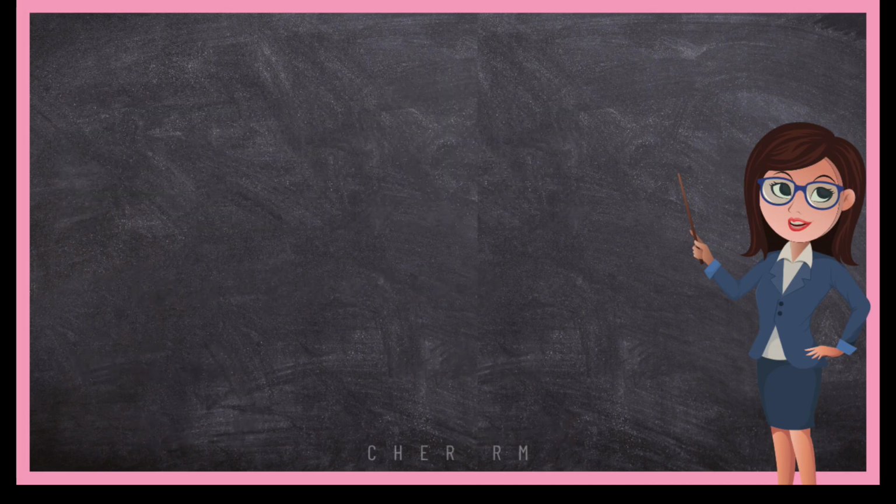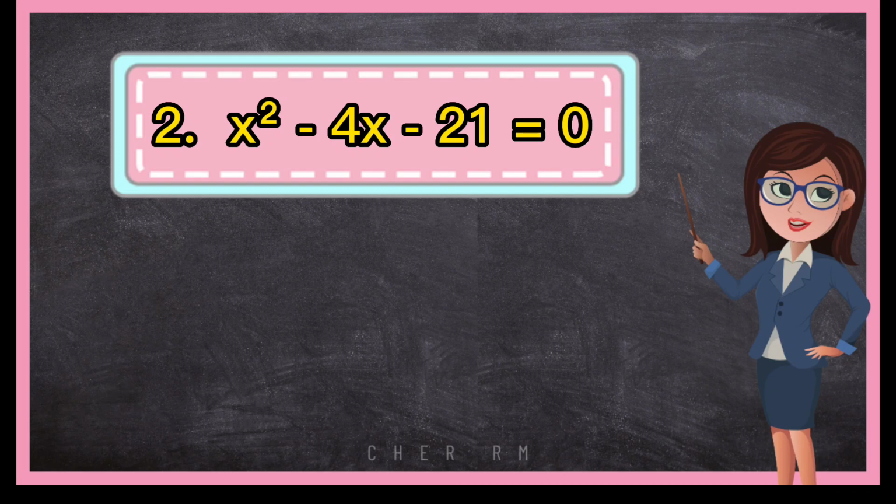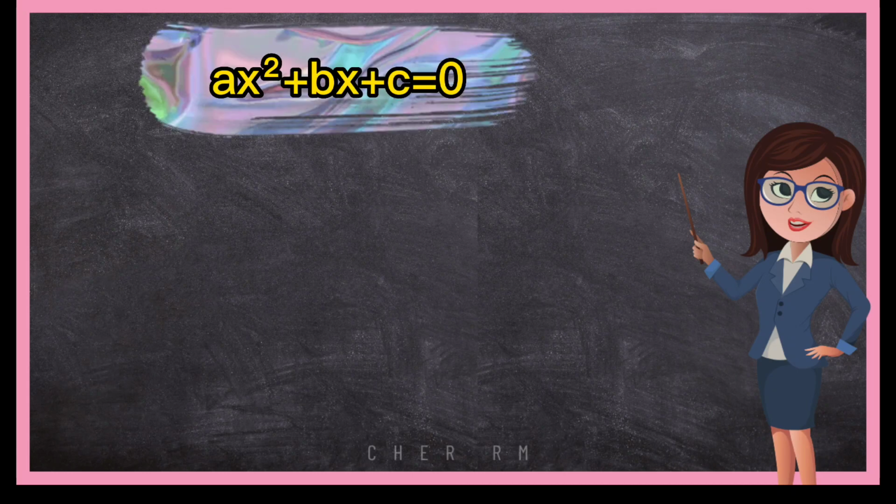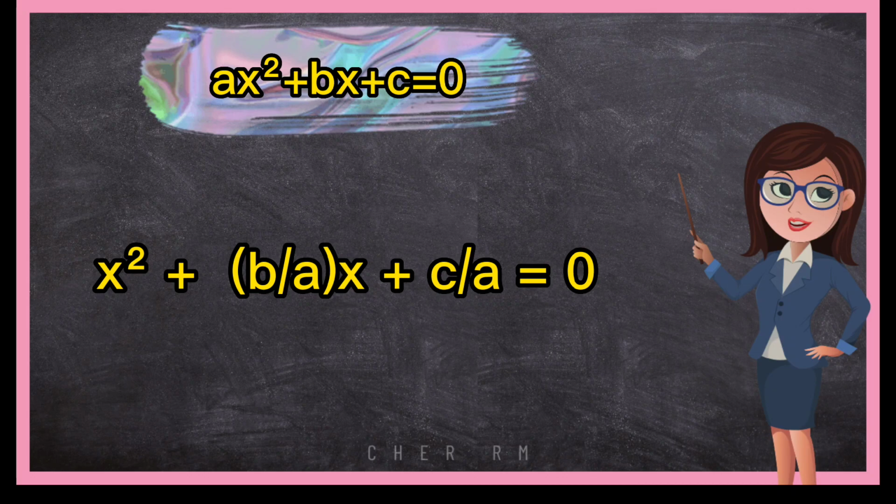Okay, let us have example number 2. Will you try the equation number 2? Did you get the same answer? Yes, very good. The answers are: the sum of the roots is 4, while the product of the roots is equal to negative 21.